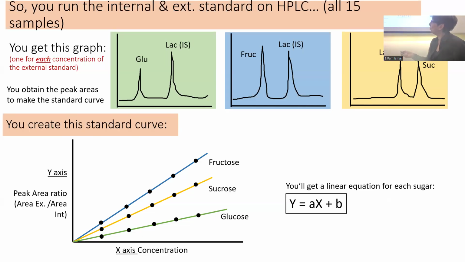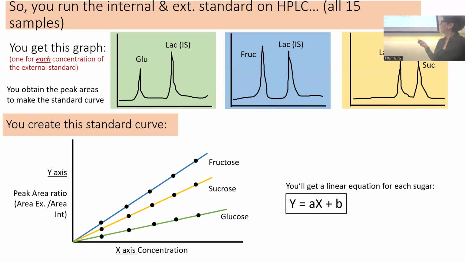And then you will have the known concentration of that glucose, concentration 1, concentration 2, concentration 3, etc. The green is glucose. But it's the ratio: peak area of the external standard, glucose in this case, over the internal standard. And you do the same for sucrose, and for fructose: the ratio of fructose area over lactose at each concentration of fructose. So now you have 3 standard curves. These are the ones that you would use.